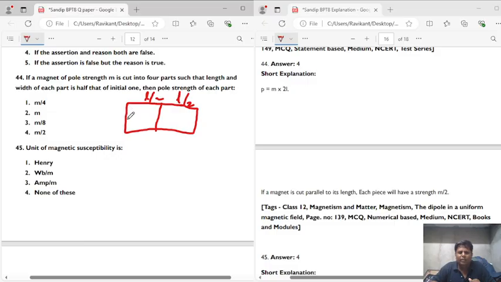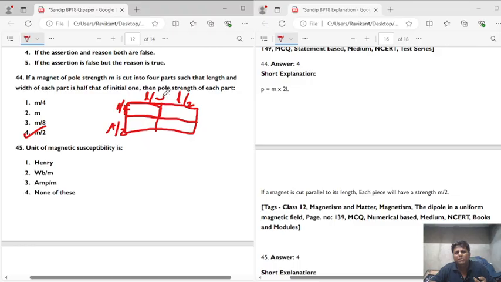What else we have to do? We have to make the width half. So we are getting 4 pieces over here. Now the area of cross section becomes half. Now when area of cross section becomes half, in this case the pole strength will reduce by half, means it will become half. So every part will have its pole strength as if it was initially m, finally it will be m by 2. So the correct answer for question number 44 is option 4, that is m by 2.